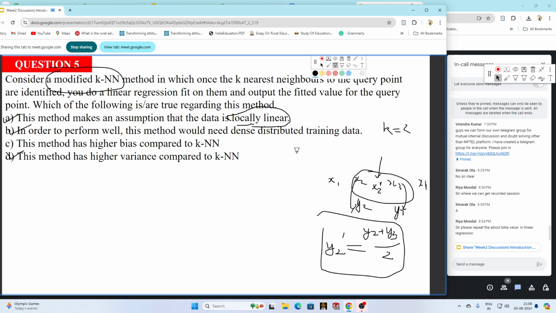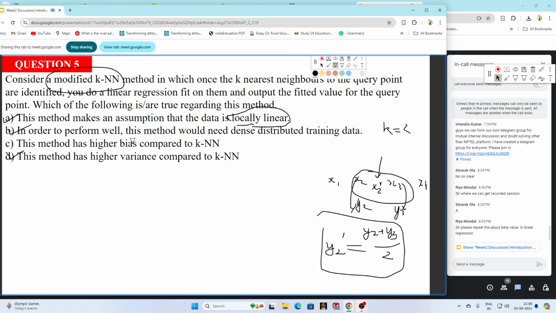Now if the variance is more or the data is very much sparse, you cannot locally fit the data, and that too with a linear regression. So in order to perform well, this method would need densely distributed training data. So option B is also correct.